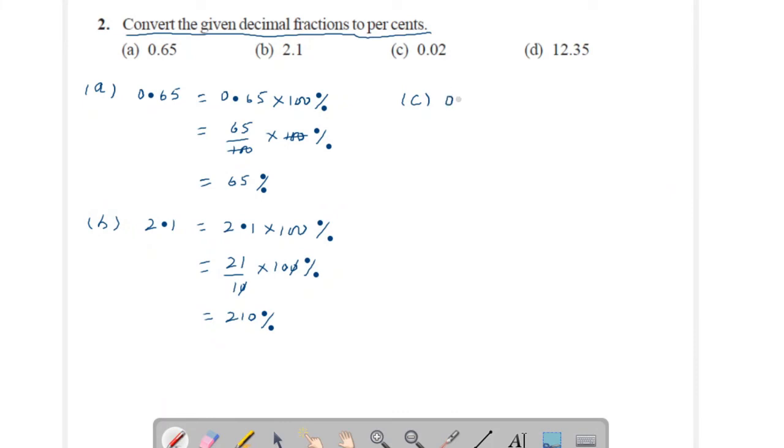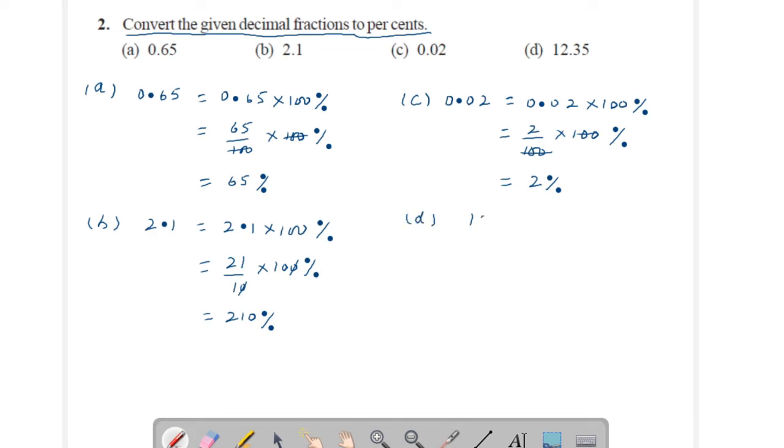Then come to C part. It is 0.02. This can be written as 0.02 into 100%. Here remove the decimal. This can be written as 2 upon 100 into 100%. Here you can cancel 100 by 100. We will get 2%. This is your answer.